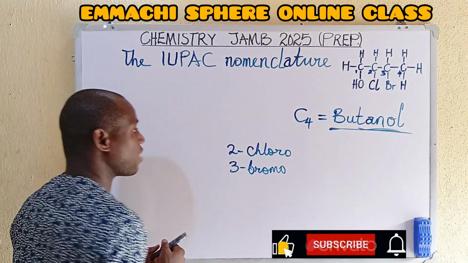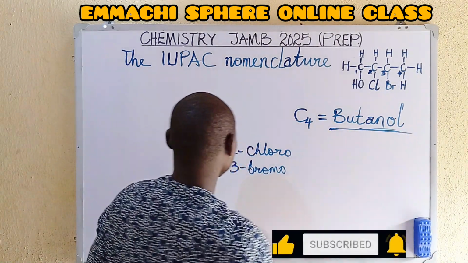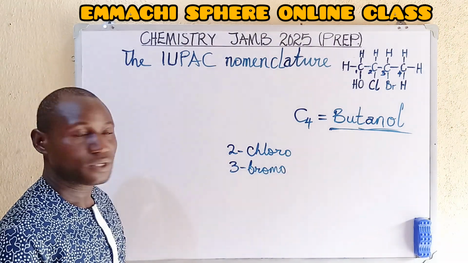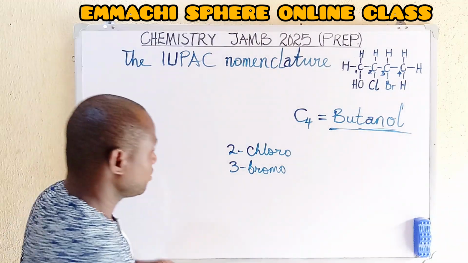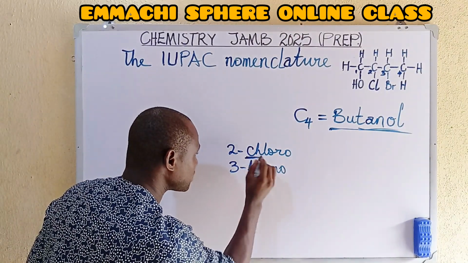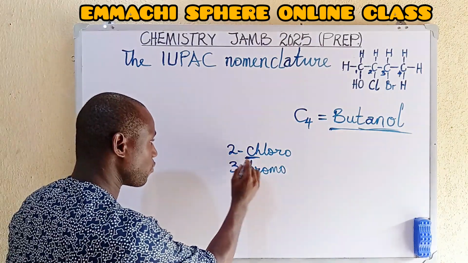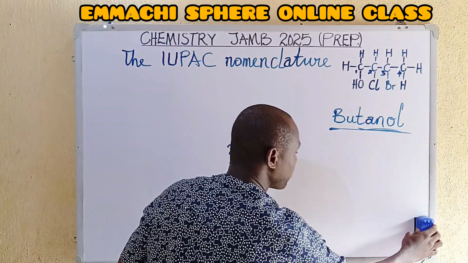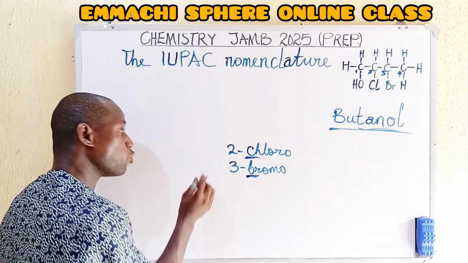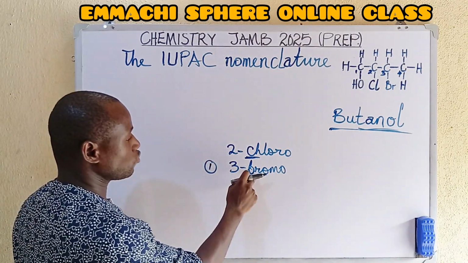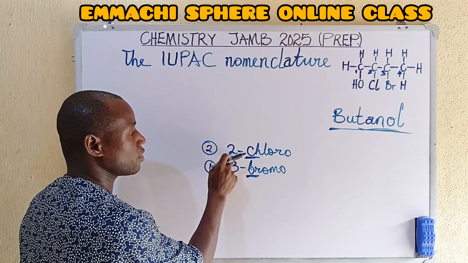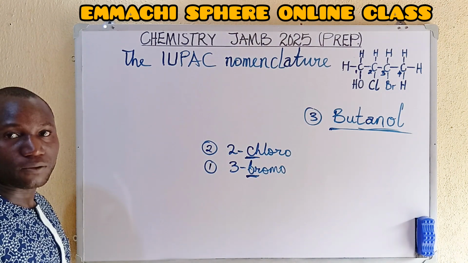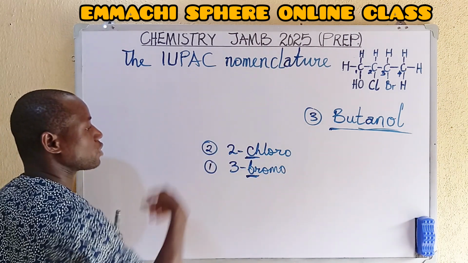Therefore, what we already have now is butanol, 2-chloro, and 3-bromo. These substituent names are to be written alphabetically. So which one will come first? Bromo will come before chloro alphabetically. Therefore, in naming, these are the 3 names we have already derived according to IUPAC rules. The first one is the substituent group bromo, then the second one, chloro, then finally the parent's name, butanol.